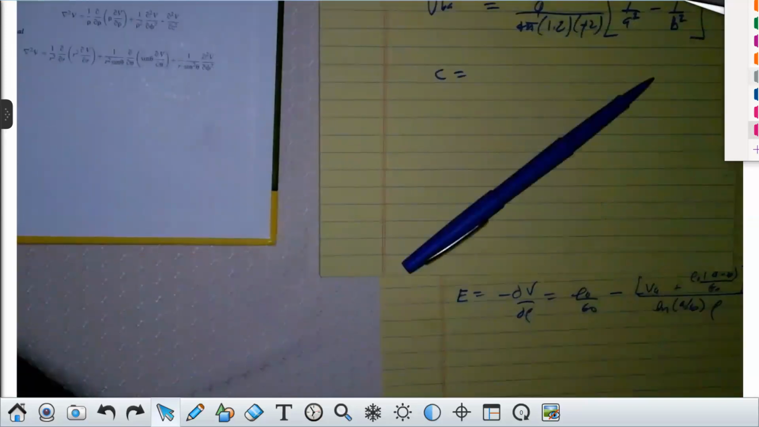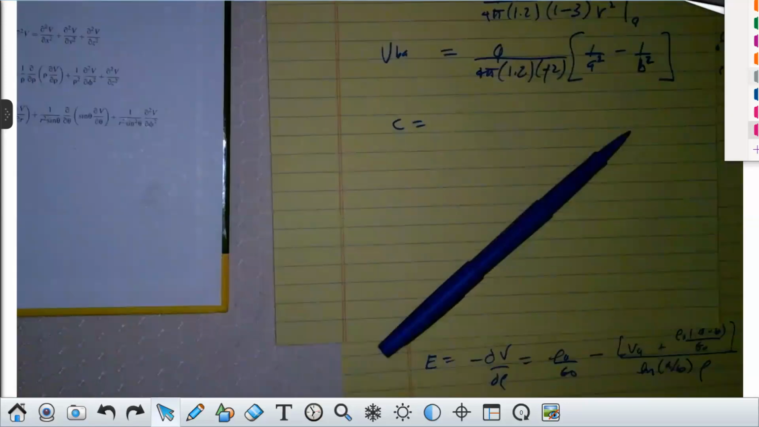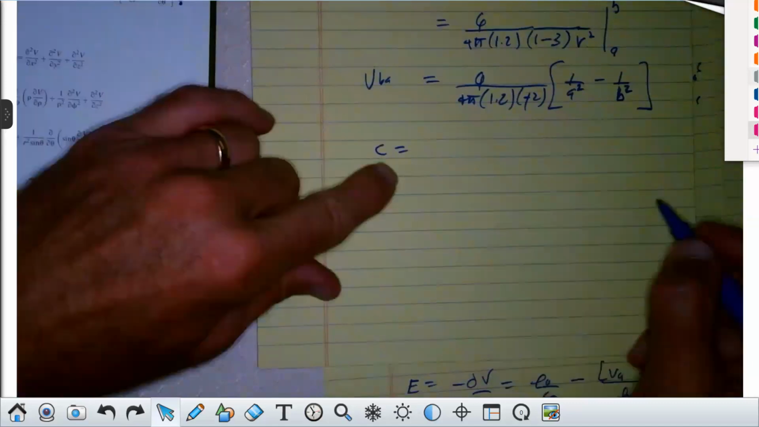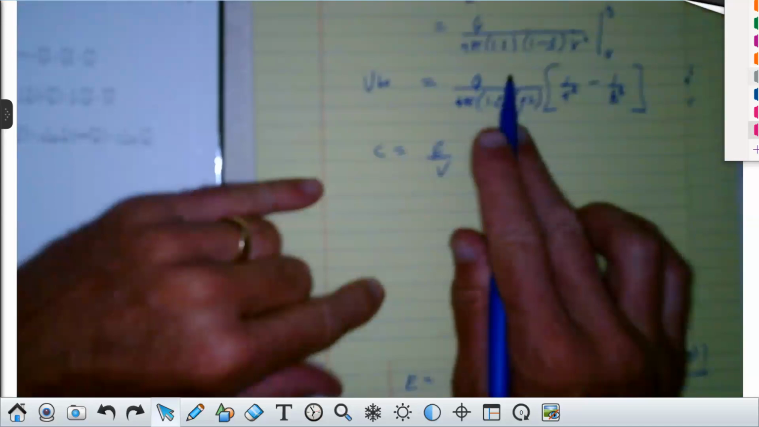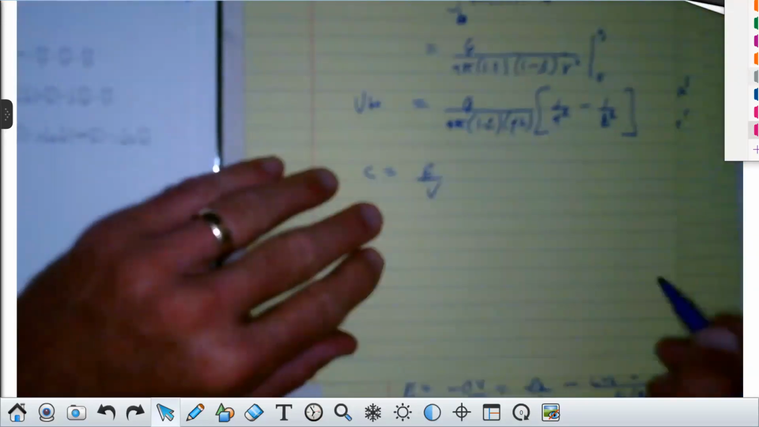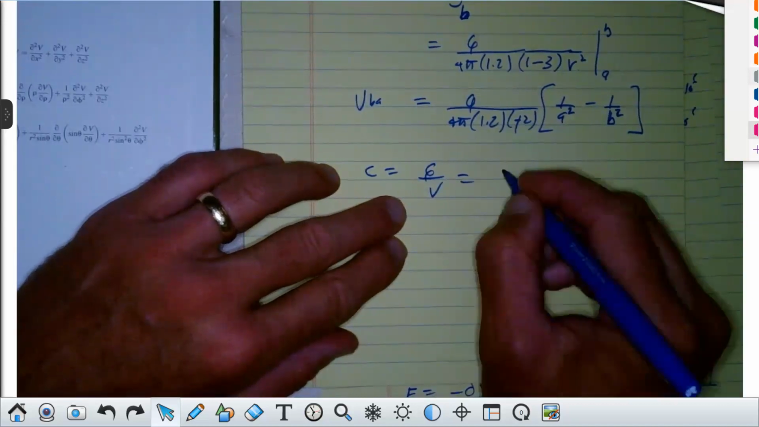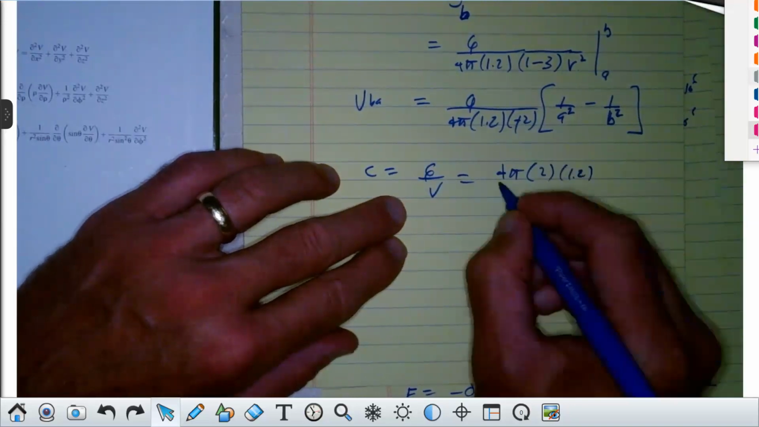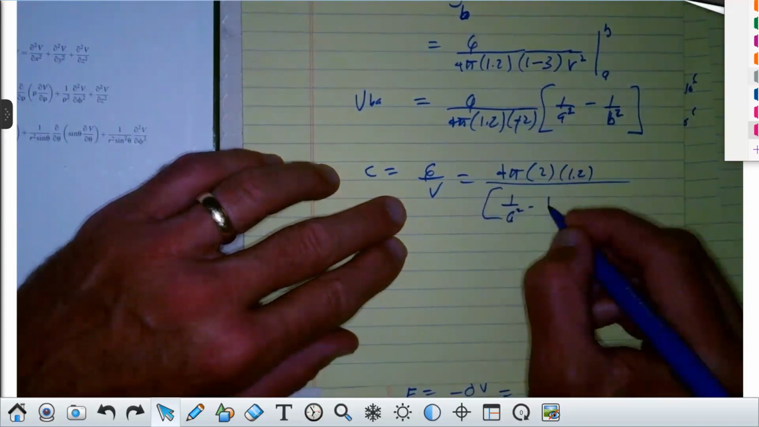Let me try to turn that intensity up on this line. Divide charge by that voltage. That's right. To get the capacitance, it's going to be equal to Q over V, and it really just erases this Q right here. It takes 1 over everything. So if I take 1 over everything, sorry, it's blurry, it's 4 pi. This comes up top, so I have 4 pi times 2 times 1.2, and then it'll be over 1 over A squared minus 1 over B squared.